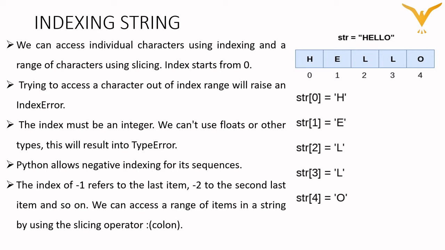Python also allows negative indexing. If you are using negative indexing, then the index number will start from -1, and -1 refers to the last item, -2 refers to the second last item, and so on. We can access a range of items in the string by using the slice operator, that is a colon.